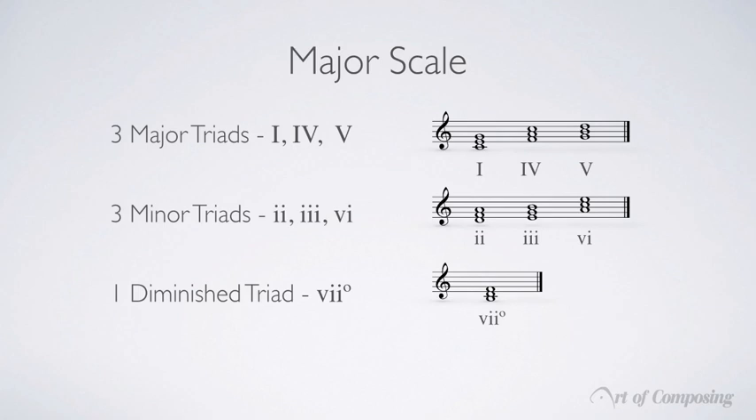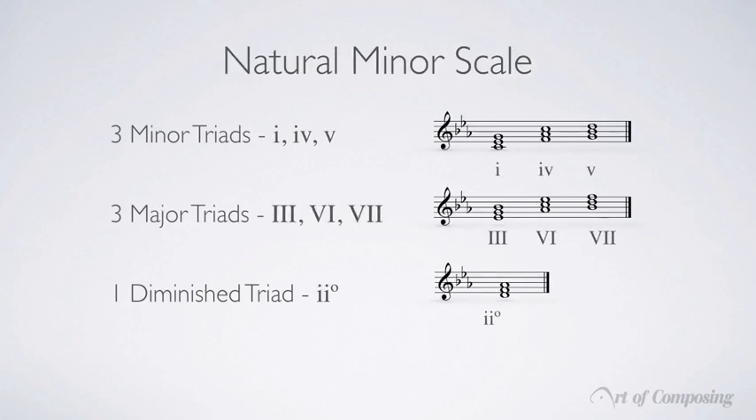So in natural minor, it's just the opposite of major. You have 3 minor triads, so 1, 4, and 5. And then you have 3 major triads, 3, 6, and 7. And then you have 1 diminished, which is a second chord.